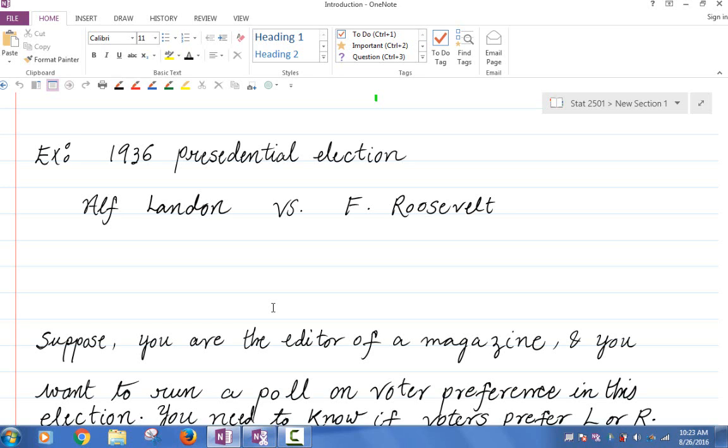So I'm going to use the 1936 presidential election. It was between Alf Landon and Franklin Roosevelt. That's the only fact that I'm presenting to you. Everything else, all the numbers that you're going to see, are cooked up by myself, so they are not real numbers. The only thing that's real here is that the election did happen in 1936, but all the other things are made up. I was just lazy to look up the numbers, to be honest.